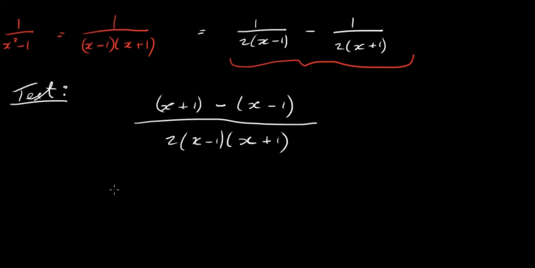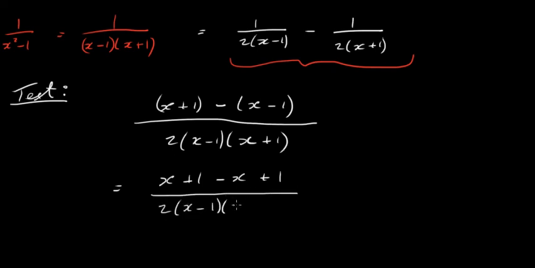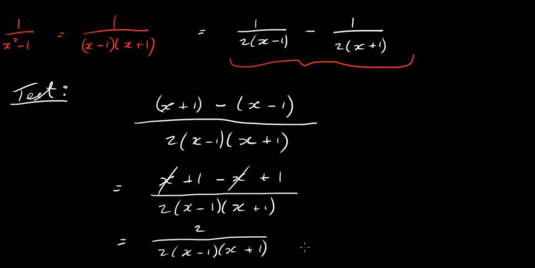If we take away the brackets here, we end up with x plus 1 minus x plus 1. This minus minus will give me a plus here, and on the bottom here we end up with 2 times x minus 1 times x plus 1. Finally then this x and this x will cancel, giving me 0. Here we end up with 2 over 2 times x minus 1 times x plus 1.